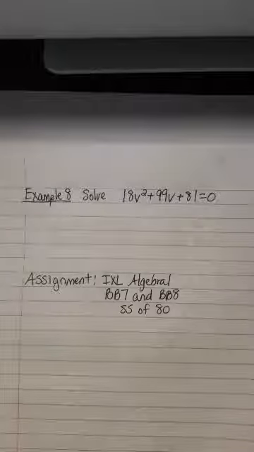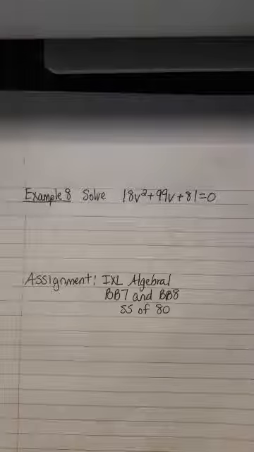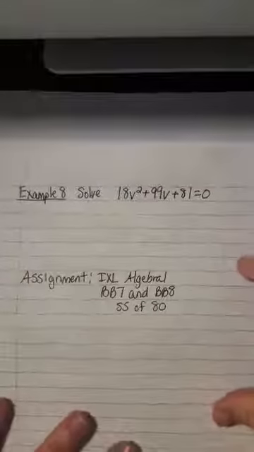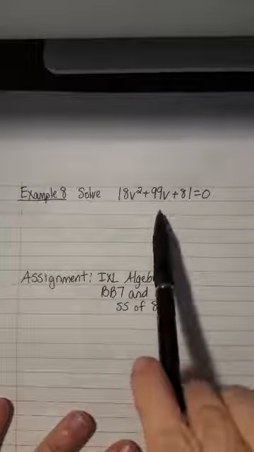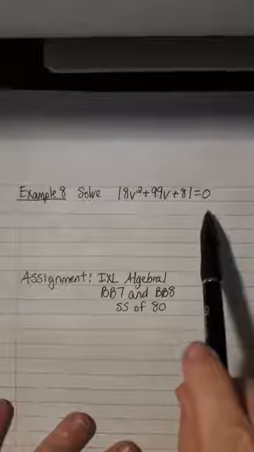All right, moving on to example 8. This is the last one. We have solve 18v to the second plus 99v plus 81 equals 0.